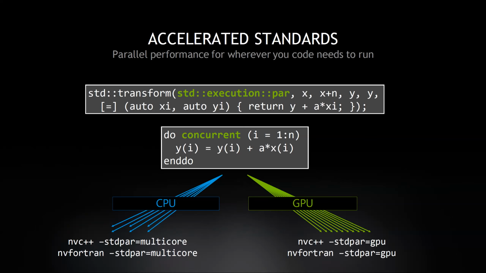called NVFortran. If you pass the -stdpar flag to either compiler, what this says is that we want you to recognize operations like std::transform and do concurrent in the code. And if they're there, take advantage of them potentially for GPU acceleration if the compiler heuristic determines this would be a good thing to do for performance. You can also directly take control and direct the compiler which target you want to use, whether that be multiple cores on your CPU or multiple threads on your GPU, with -stdpar=multicore or -stdpar=gpu accordingly.